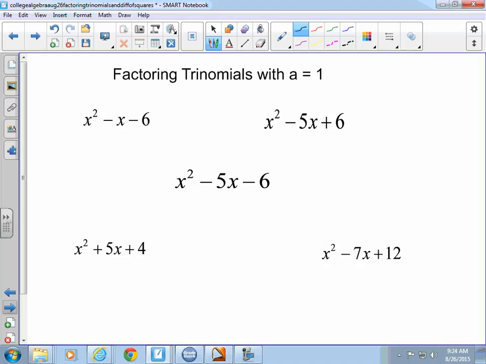So we have 2 goals today. I'll show you some differences on how we factor different trinomials. So I have x squared minus x minus 6. I have x squared minus 5x plus 6 and x squared minus 5x minus 6. They all have different answers, though it will kind of start in the same place.